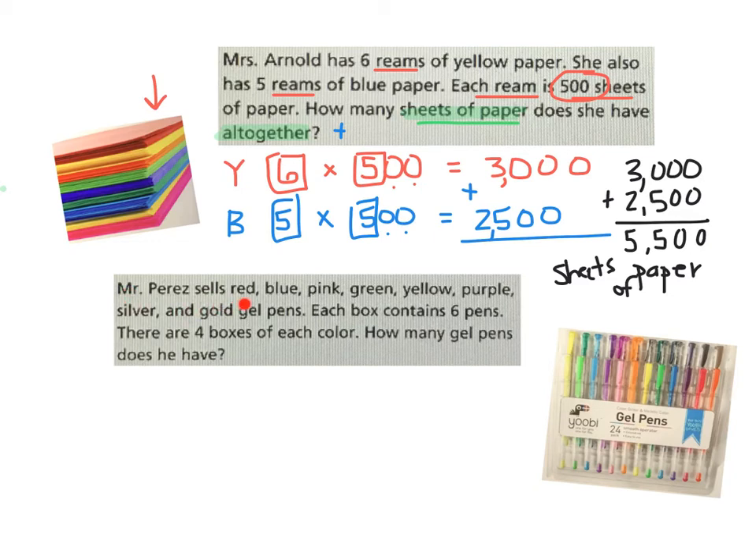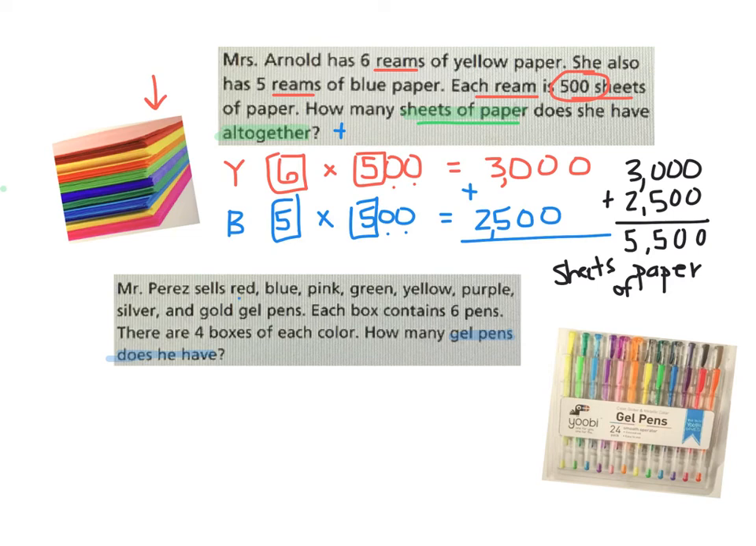Mr. Perez sells red, blue, pink, green, yellow, purple, silver, and gold gel pens. Each box contains 6 pens. There are 4 boxes of each color. Ooh, how many gel pens does he have? So first, let's look at the key parts of this question. It says, how many gel pens does he have? So this is just kind of an in all, how many pens does he have? Well, we have a lot of information about the colors and the different boxes. So let's see what we can put together.